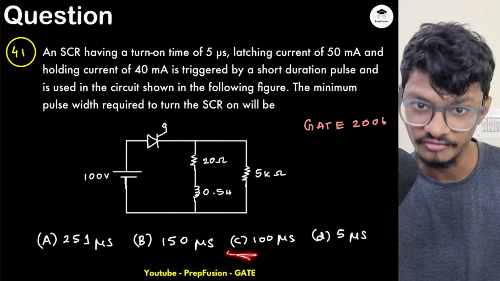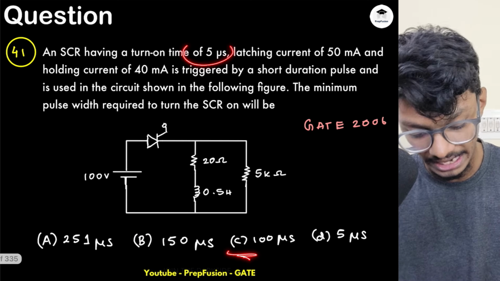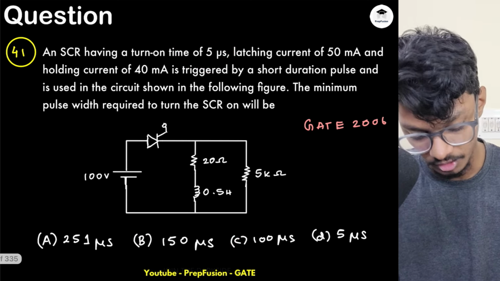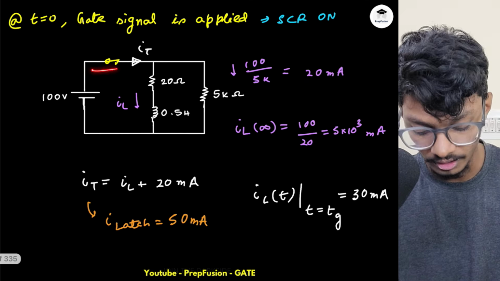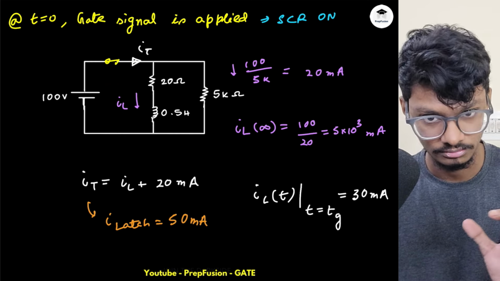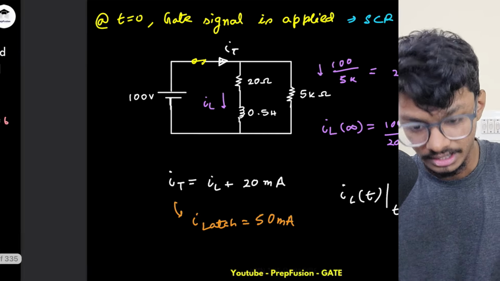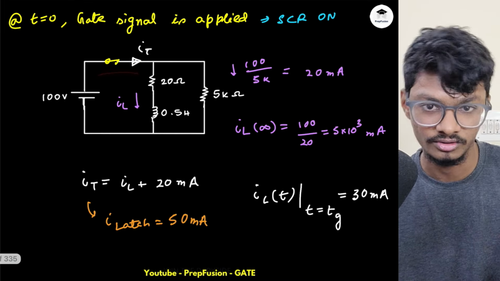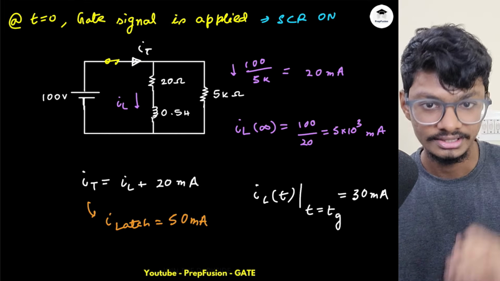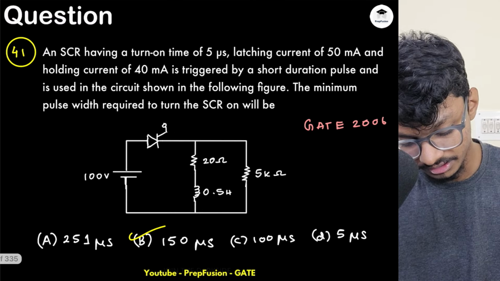If there was a 155 microsecond option here, we'd add this turn-on time and tick that, because the SCR will need another 5 microseconds to turn on as well, and only then will it be totally on. Okay, so they have ignored it, and that will be a controversial question, because we don't know exactly how much current will flow, or what the initial currents will be, all those things we don't know.